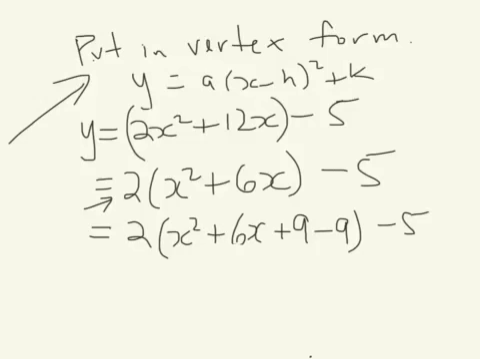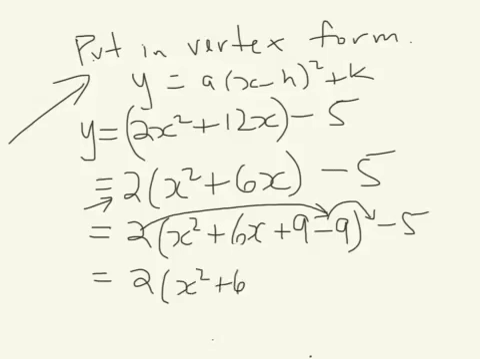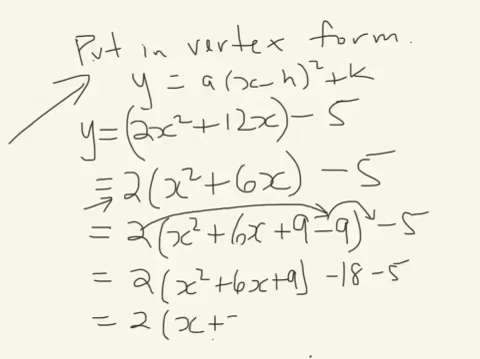Now, to get that negative 9, I don't want this negative 9, I need to get it out. But in order to get it out, I got to multiply it by the outside term. So we got 2 times x squared plus 6x plus 9 minus 18 minus 5. And then we're going to complete the square, get everything done. So you got a perfect square trinomial, which is x plus 3. Remember, I'm going to take that sign, squared, minus 23. And so my vertex in this situation is negative 3 and negative 23.